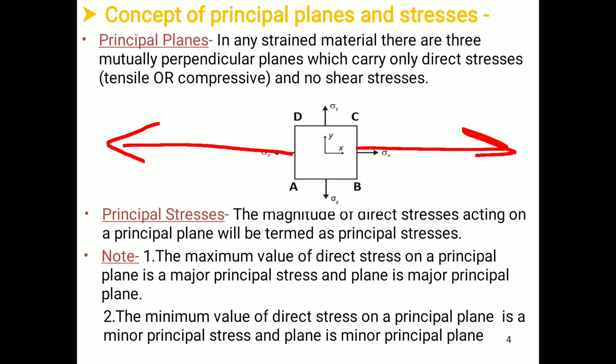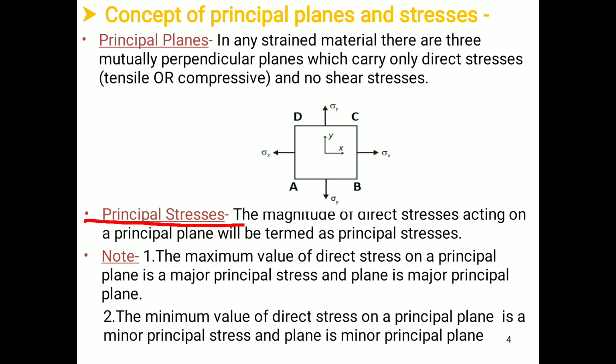Okay, so as per the definition, the plane which carries only direct stresses, no shear stresses, will be called a principal plane. So from this figure, the planes AB, BC, CD and AD carry only normal stress and no shear stress. They will be called principal planes. It is subjected to only direct stress, normal stress. No shear stress will be acting on that particular plane, therefore it will be called a principal plane. Very important one.